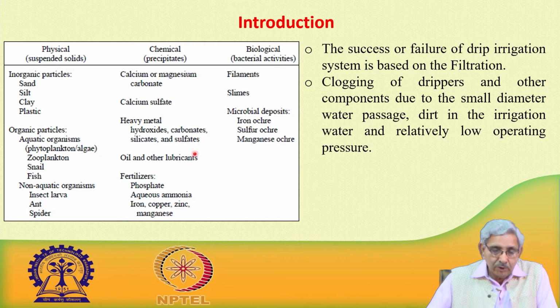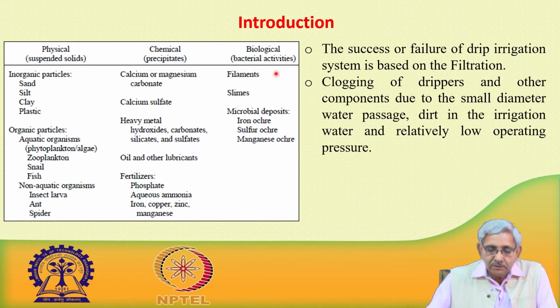When the source of water is near some industry where such pollutants are flowing with the water, and if this water is being used for irrigation by using the drip system, it is likely that this will create problems. Then we are using fertilizers, in the phosphatic form, aqueous ammonia, iron, copper, zinc, manganese; they also react with the water and form precipitation. So, they also cause the clogging problem.